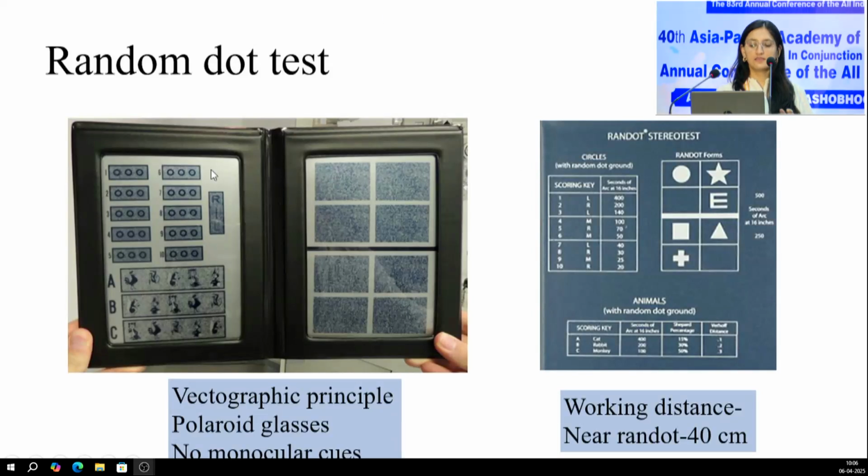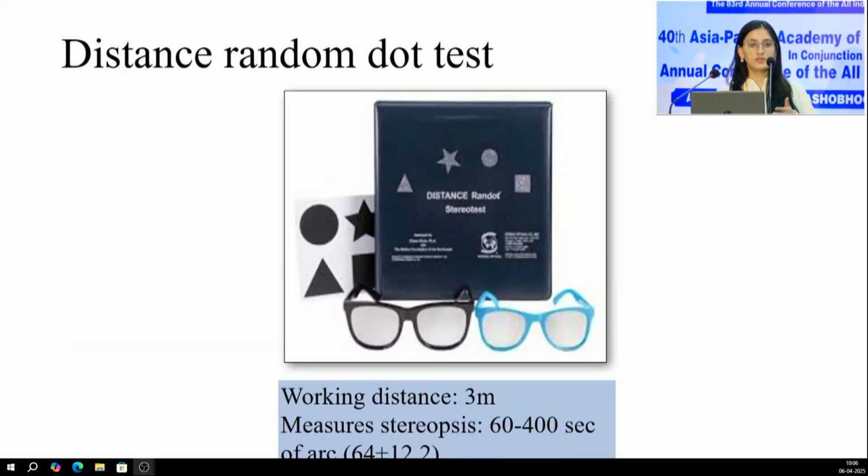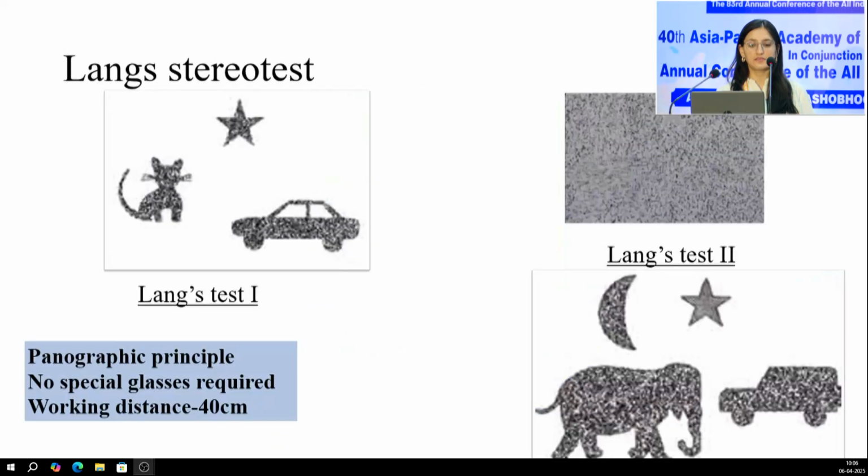Randot test, this is how it looks like, and random dots are arranged such that when viewed through Polaroid glasses, the patient will be able to perceive a 3D image. The benefit is that it has no monocular cues. The distance Randot test plate is the same, but the difference is that it is done at 3 meters.